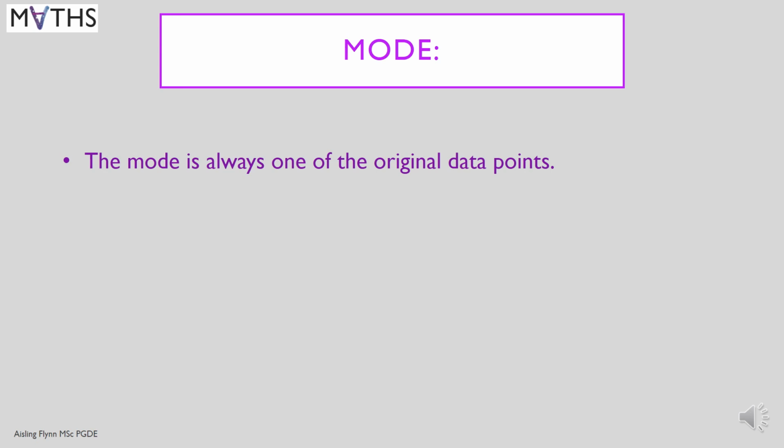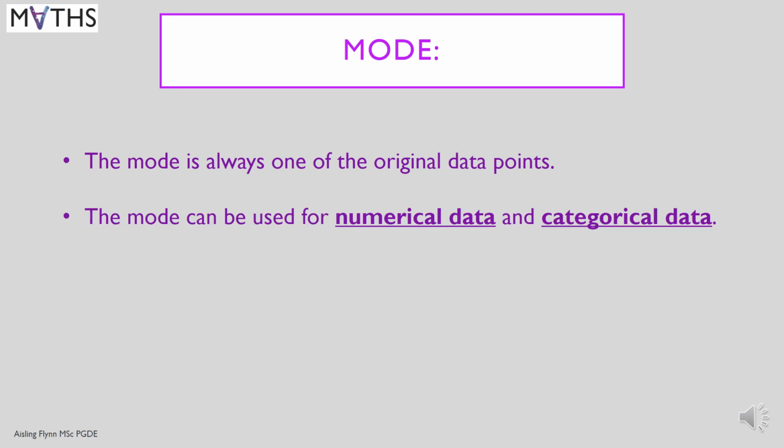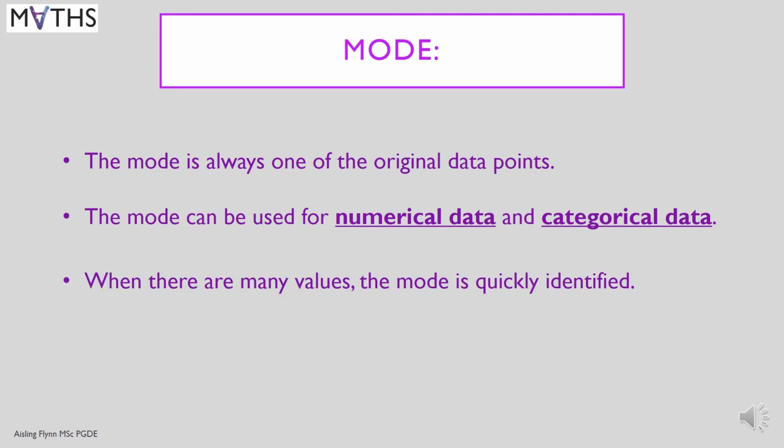Okay, so summarizing mode, the mode is always one of the original data points. Now here's a big advantage of mode. The mode can be used for numerical data like we just did on the previous slide, but also categorical data like we did with the car makes. So it's the only one that can be used with categorical data. When there are many values, the mode is quickly identified. When the information is arranged properly, you can very quickly see the mode, and it is not affected by outliers.